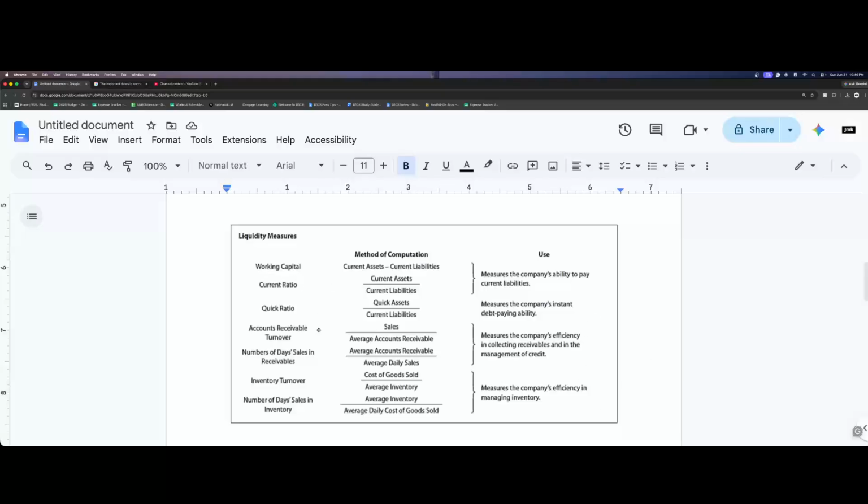and pretty much the working capital and the current ratio and quick ratio. Quick ratio is kind of obvious. It's quick assets over quick current liabilities versus the current ratio, which is current assets over current liabilities. What is a quick asset, right? And then working capital is going to be current assets minus current liabilities.